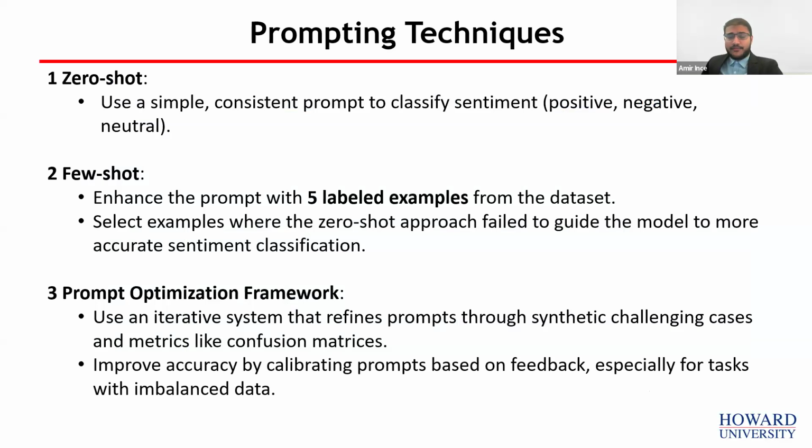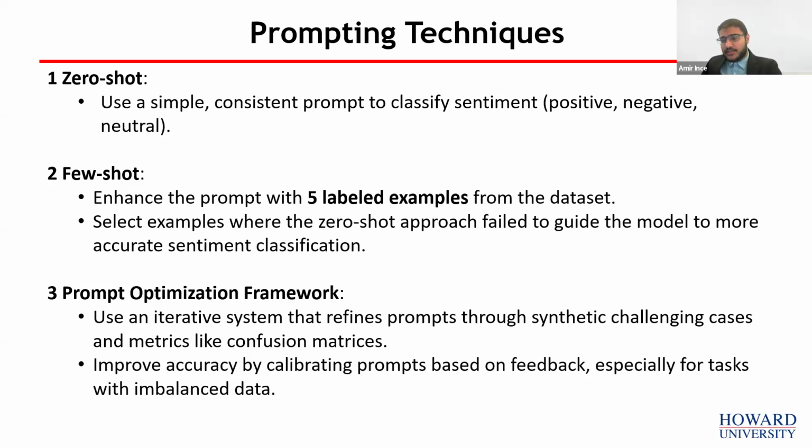Our second approach was a few-shot approach where we enhanced the prompt by adding 5 examples to each one. For every language pair dataset, we created a tailored prompt selecting examples from the zero-shot stage where the models had previously failed to classify that particular example. So this ensures that the model received targeted guidance for improved performance.